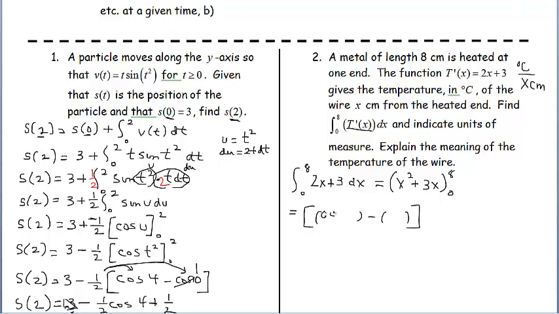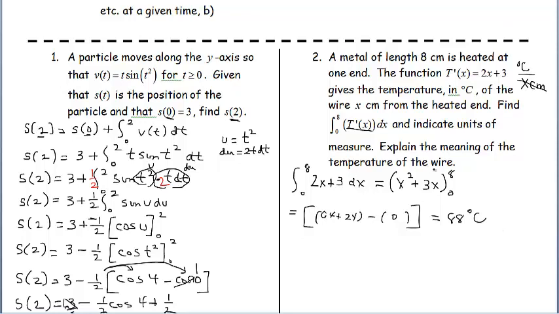So 64 plus 24. And love those zeros when everything has an x in it, every term has an x, because that's just zero. So that looks like 88. Indicate units of measure. Well, remember what it said up in the note card at the top. It says integrate a rate, lose the rate. Well, this is a rate right here, so we're going to lose the x centimeters. So it's 88 degrees Celsius.